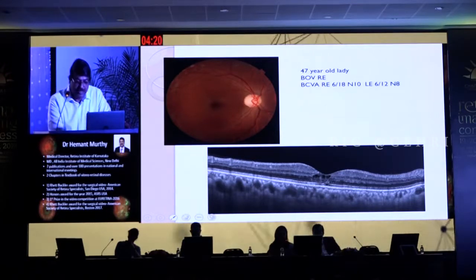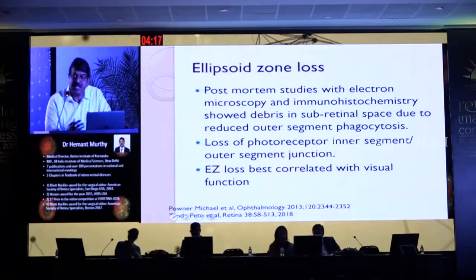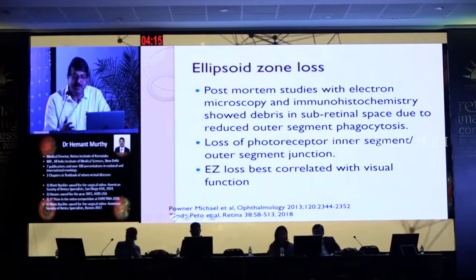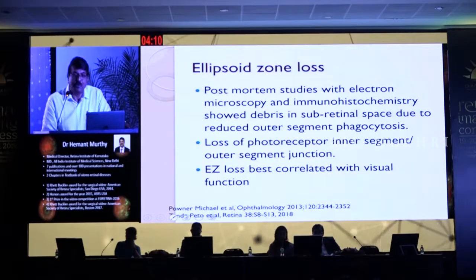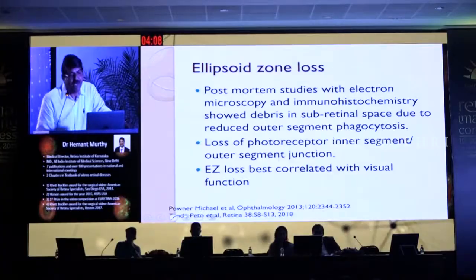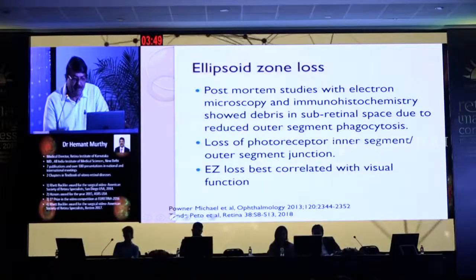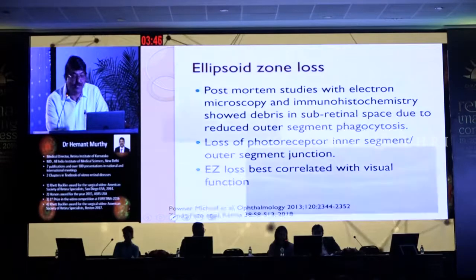Now one can see that there is some ellipsoid zone loss, which is the next change that you see, possibly induced by the Muller cells, which go on to the rods predominantly. Postmortem studies with electron microscopy and immunohistochemistry showed that there is debris in the subretinal space due to reduced outer segment phagocytosis. This results in the consequent loss of the photoreceptor inner segment, outer segment junction, predominantly in the non-central area to begin with, and then proceeds to the central area. And it best correlates with the visual function.